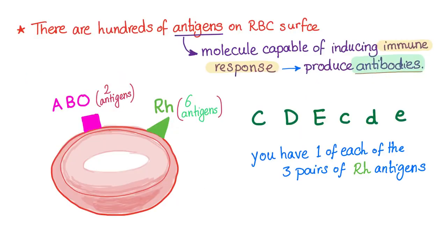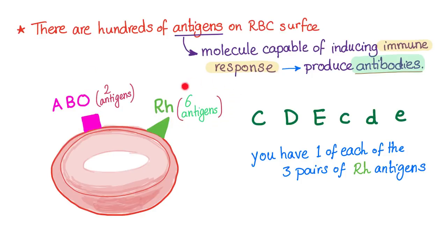Cool. There are hundreds of antigens on the red blood cell surface. Antigens are molecules that are capable of inducing an immune response, i.e. capable of producing antibodies against these antigens. This is your glorious red blood cell. It has ABO antigens, which are 2 antigens, A antigen or B antigen. There is no such thing as the O antigen.